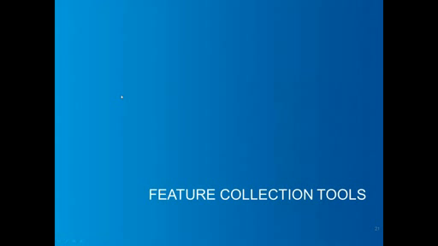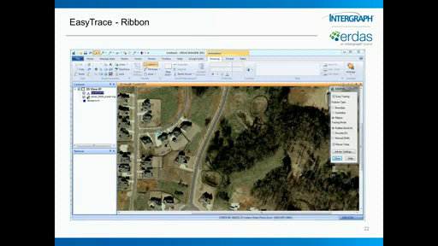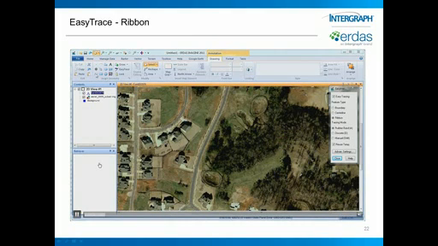Next, let's have a look at some of the feature collection tools. We've seen the tools for identifying change. We need to update that change when we do identify it inside of ERDAS Imagine. So there's a number of different tools. One is Imagine Easy Trace, which is a semi-automated, or feature-assisted, feature collection tool. And there's a number of different modes that we have.